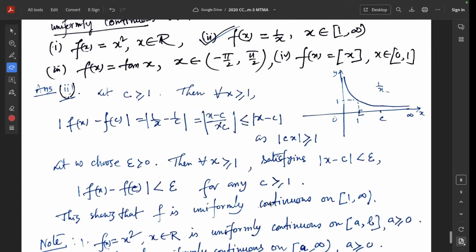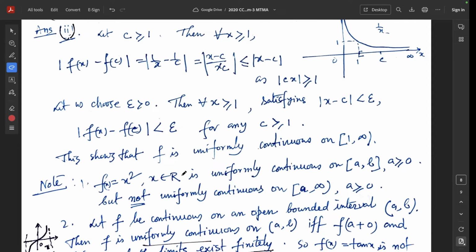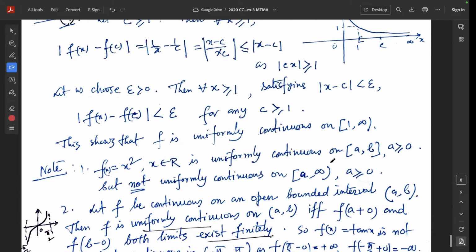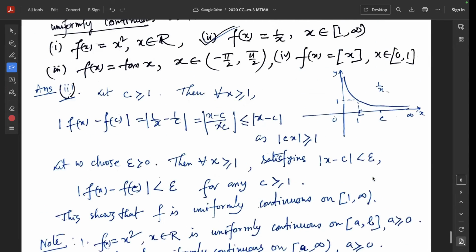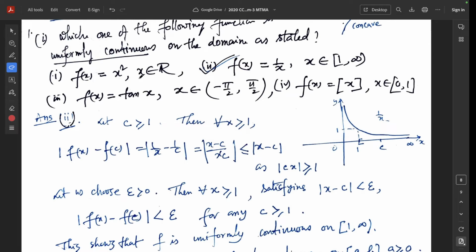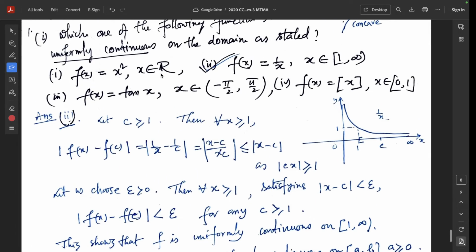Now, f(x) = x², x belongs to the real numbers, is uniformly continuous on any closed interval [a, b] for a ≥ 0, but not uniformly continuous on the interval [a, infinity) for a ≥ 0. But as here the domain is R, the real numbers, it's not uniformly continuous here.